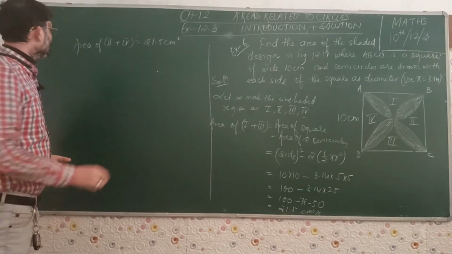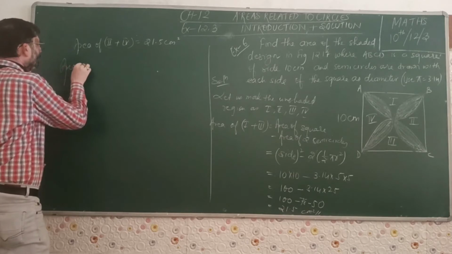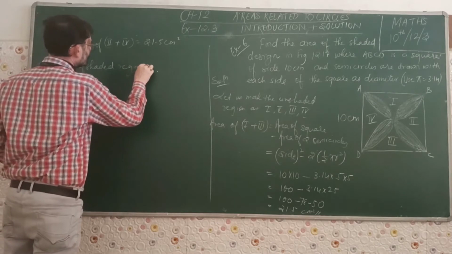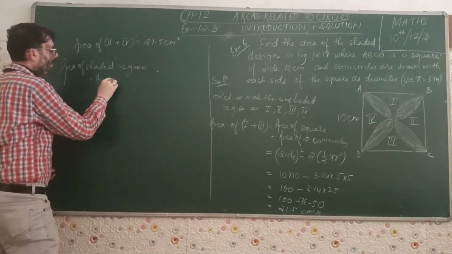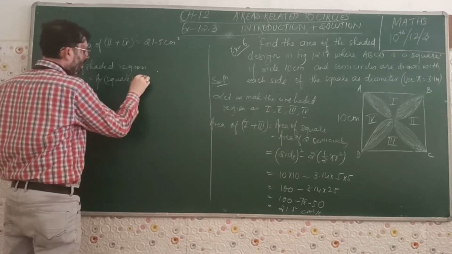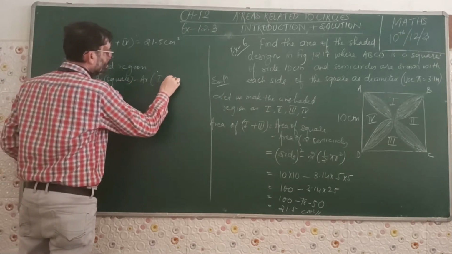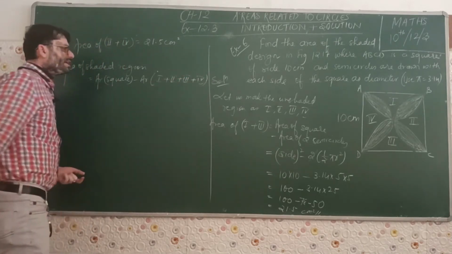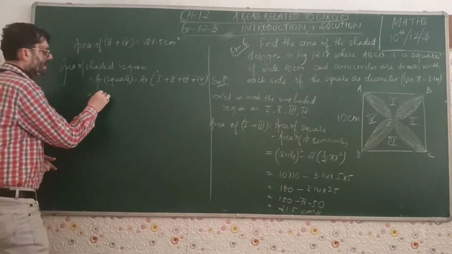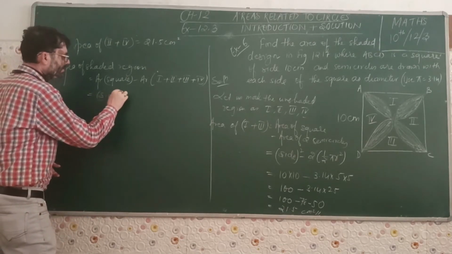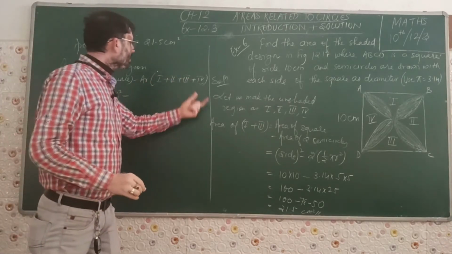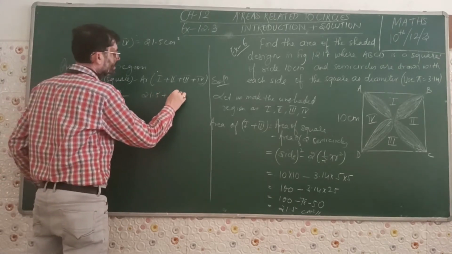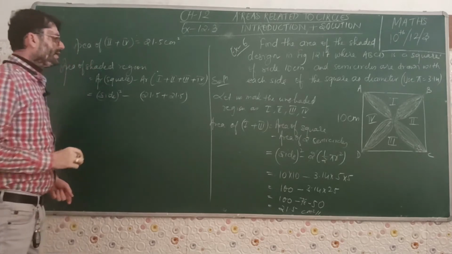And now we can find the area of the shaded region. So the area of the shaded region is equal to the area of the square minus the area of 1 plus 2 plus 3 plus 4, that is the unshaded region. The area of the square is side square, we know that, and for the area of 1 plus 2 plus 3 plus 4, 1 plus 3 is 21.5 and 2 plus 4 is 21.5. Taken together, we can keep it this way.